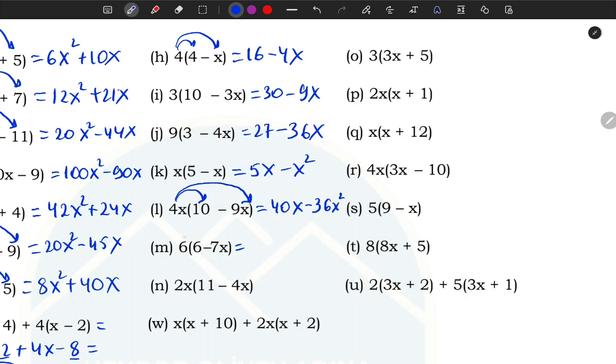Variant M, we multiply 6 by 6, then 6 by 7x, we get 36 minus 42x. Variant M, we need to multiply 2x by 11, we get 22x minus 8x squared.